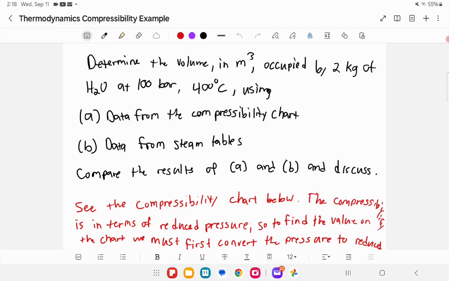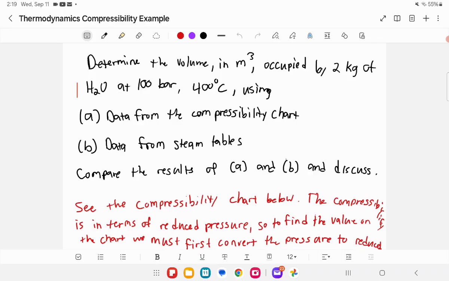Determine the volume in cubic meters occupied by 2 kilograms of water at 100 bars and 400 degrees Celsius using data from the compressibility chart for part A and data from the steam tables for part B. Now we're going to see that it's going to take a little bit of work to get it off of the compressibility chart, but we'll get there. And then the last thing is to compare the results of A and B and discuss.